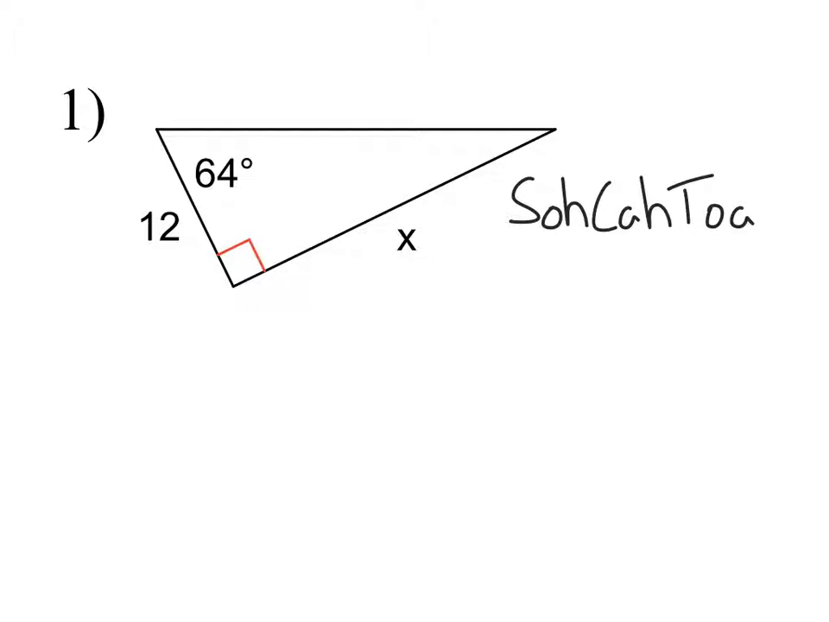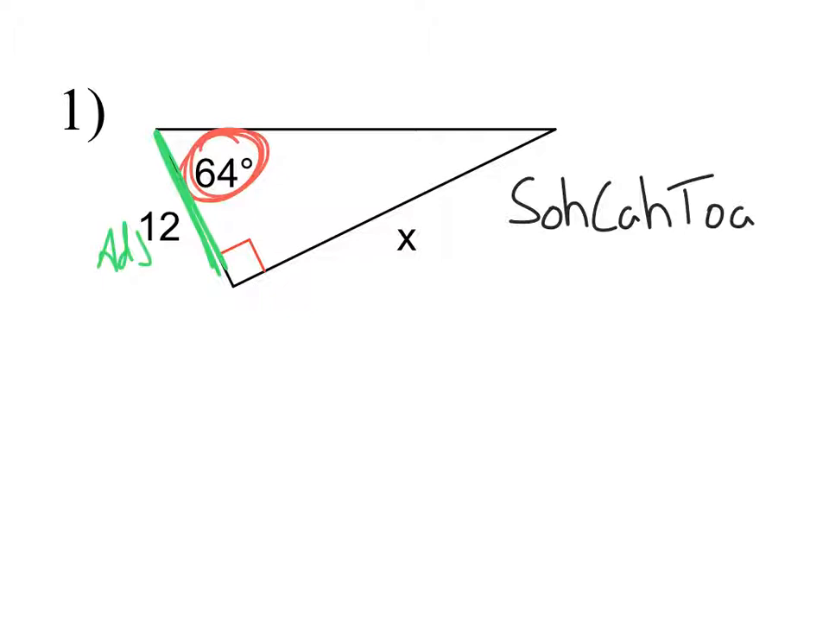Looking at that, then we can find our reference angle. Remember, we don't want to use the 90-degree angle. We want to use the acute angle they give us. And so using that 64-degree angle, I see that this side is next to that angle, so that's my adjacent side.